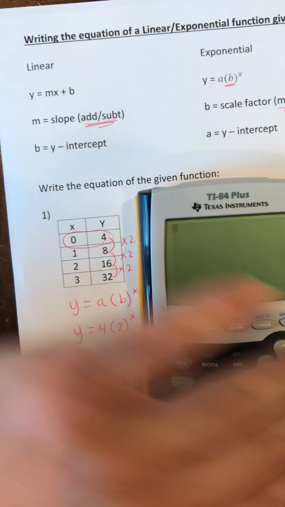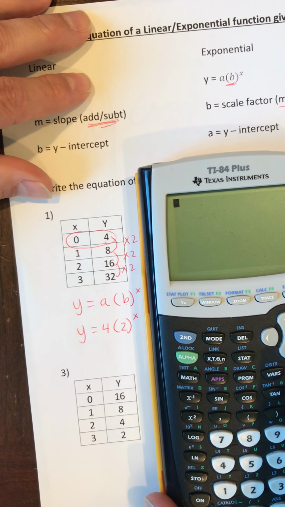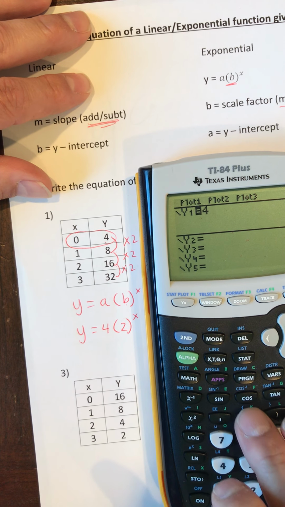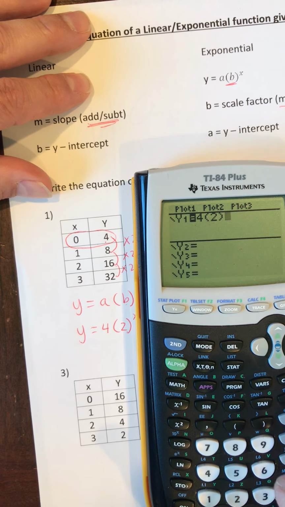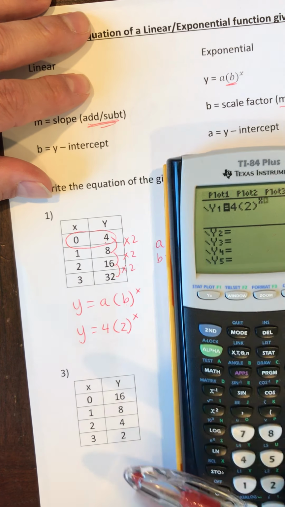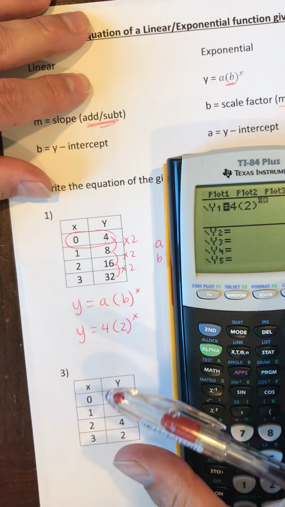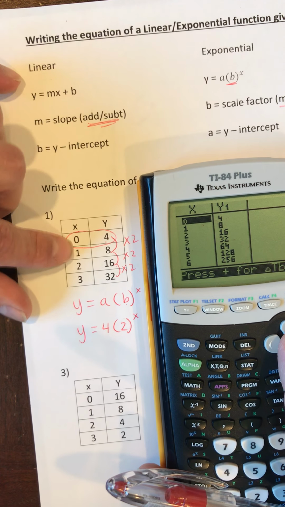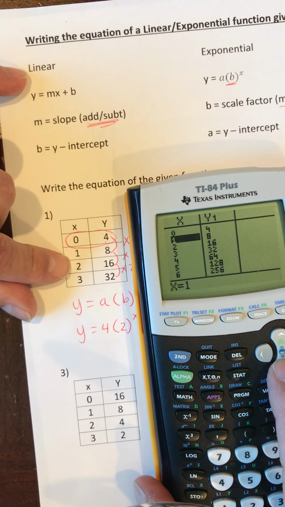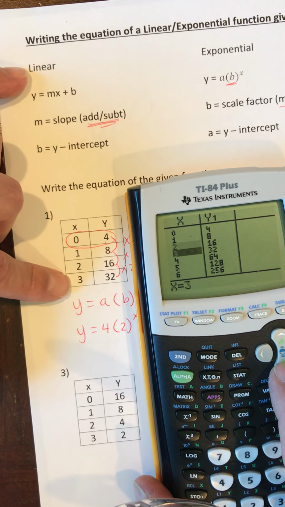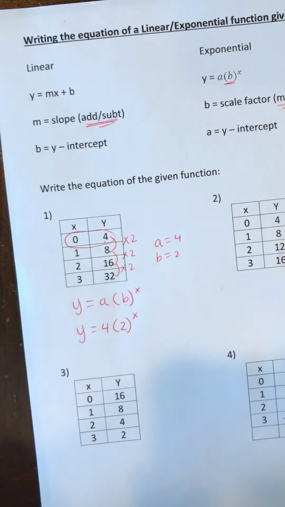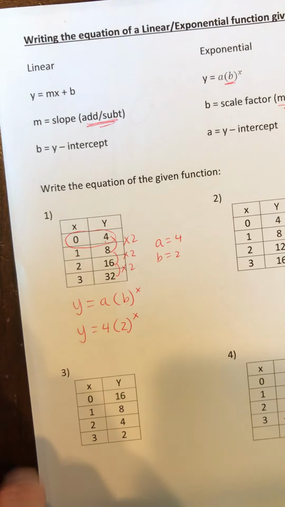What I recommend is you go into your calculator and put that equation in, 4 parentheses 2. Make sure you hit the exponent button, right below clear, to the x. And then go to your table. If your table of values matches what's on your paper, you're good. Look, 0, 4 matches, 1, 8, 2, 16, 3, 32. I'm going to do a couple more examples with you, just to remind you.